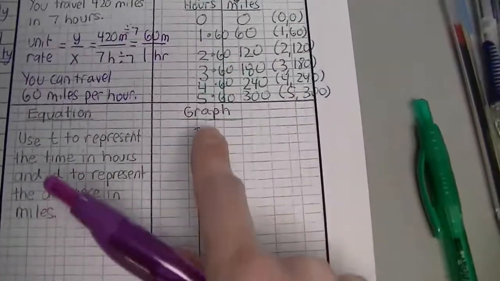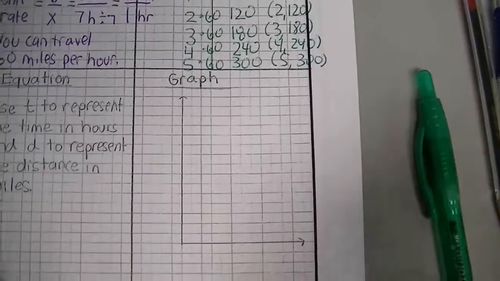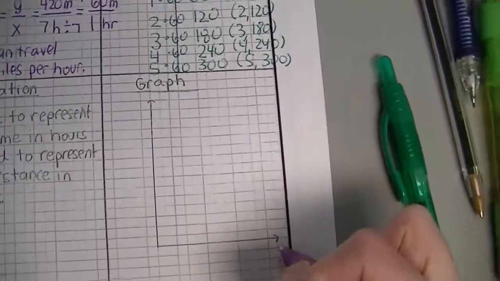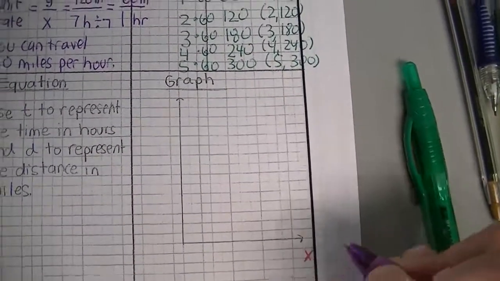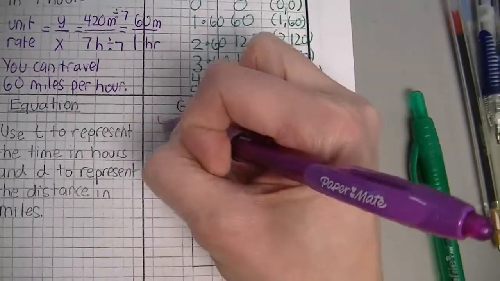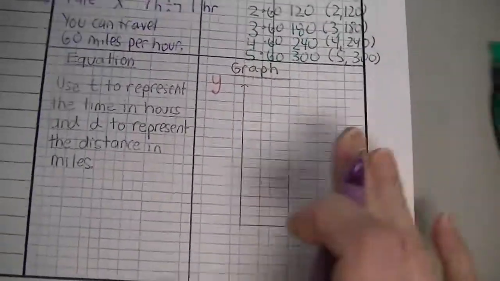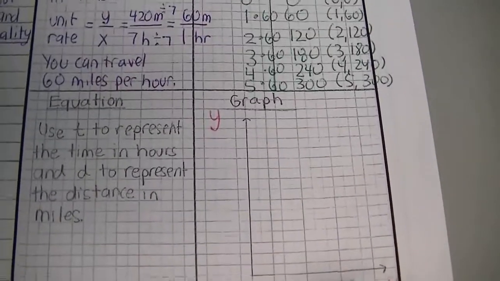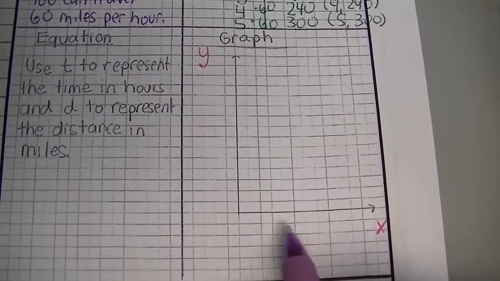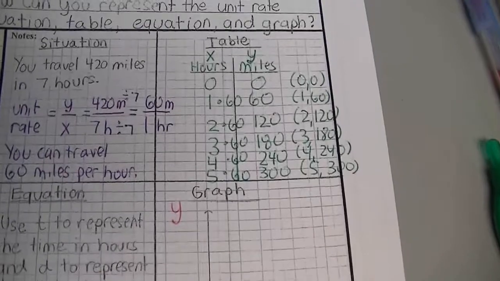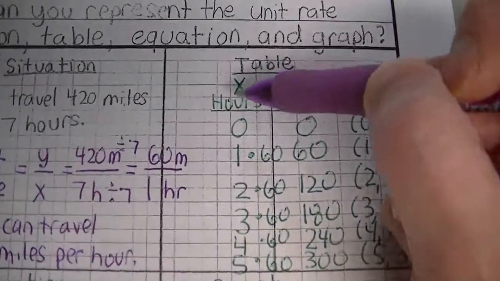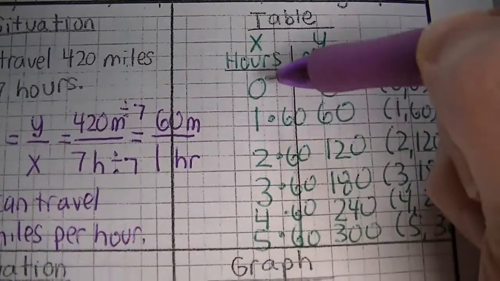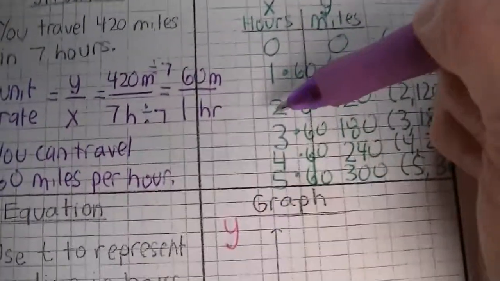For the graph, I see that we have blank axes. This axis right here is the x-axis, and this axis right here is the y-axis. That's always going to be that way. If you're curious about which numbers to put in for x, let's look at what x represents. Well, x represents hours. So I'm going to number 1 through 5 down here.